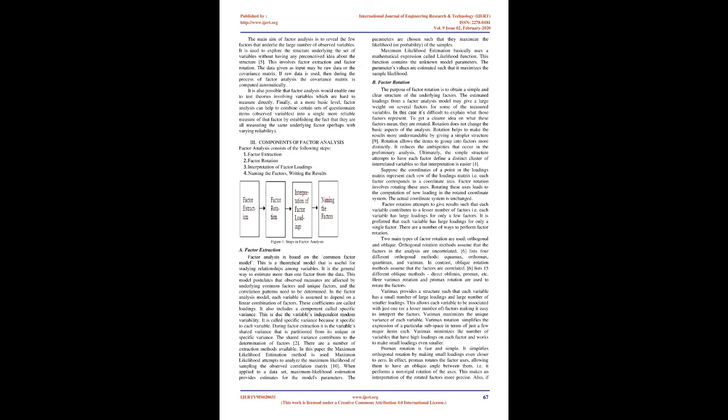Factor analysis is also useful in grouping similar variables into categories. The main aim of factor analysis is to reveal the few factors that underlie the large number of observed variables. It is used to explore the structure underlying the set of variables without having any preconceived idea about the structure. This involves factor extraction and factor rotation. The data given as input may be raw data or the covariance matrix. If raw data is used, then during the process of factor analysis the covariance matrix is computed automatically. It is also possible that factor analysis would enable one to test theories involving variables which are hard to measure directly.